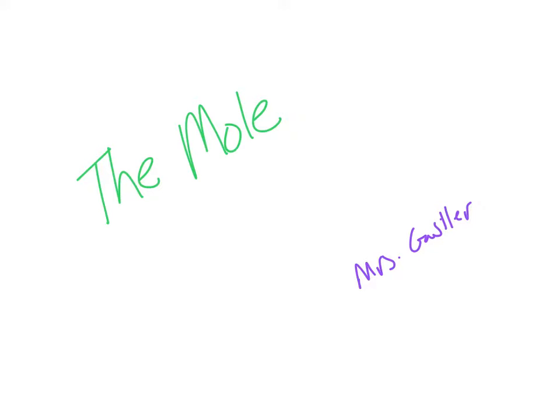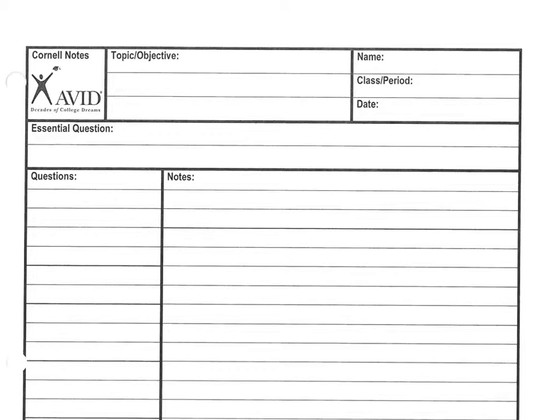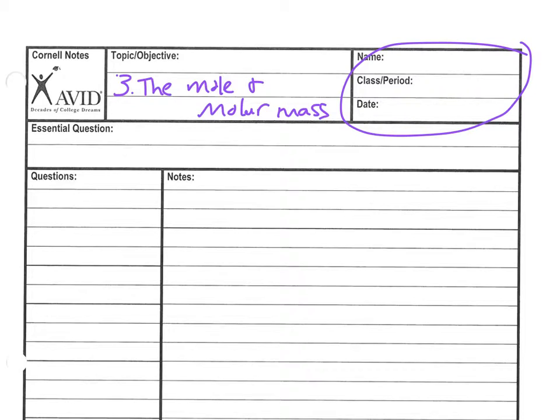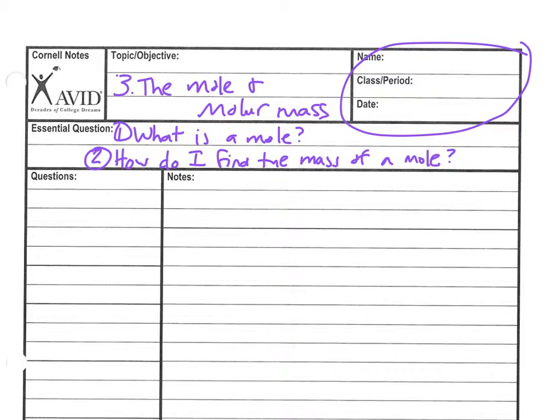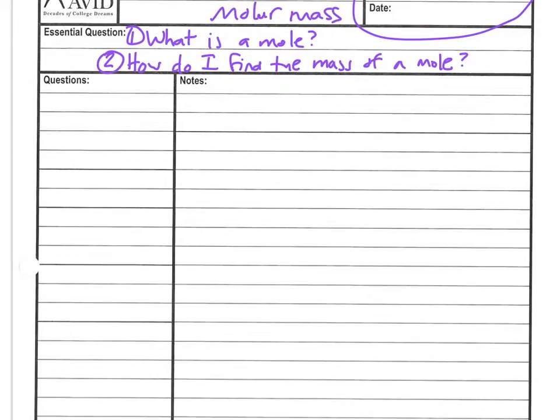So let's get out our handy Cornell notepaper. Make sure you put your name, date, and class period here, and our objective is the mole and molar mass, and we'll be answering two essential questions. The first is, what is a mole? And the second question is, how do I find the mass of a mole?